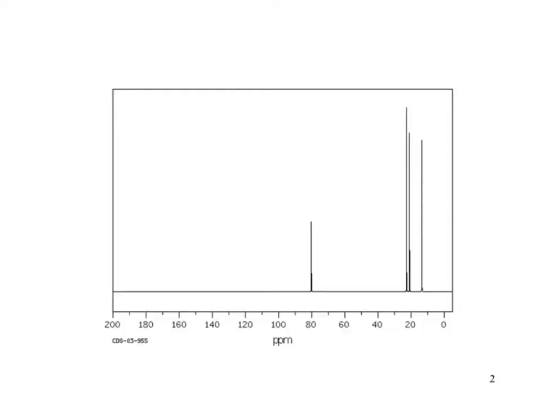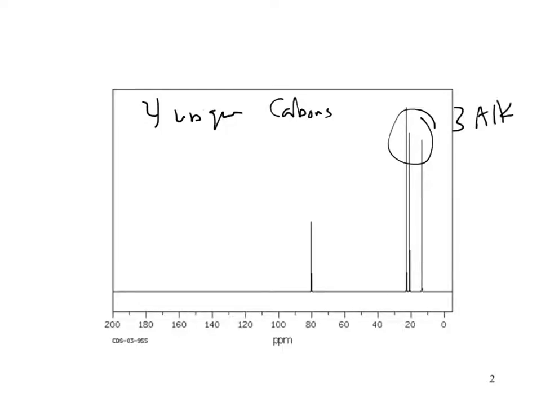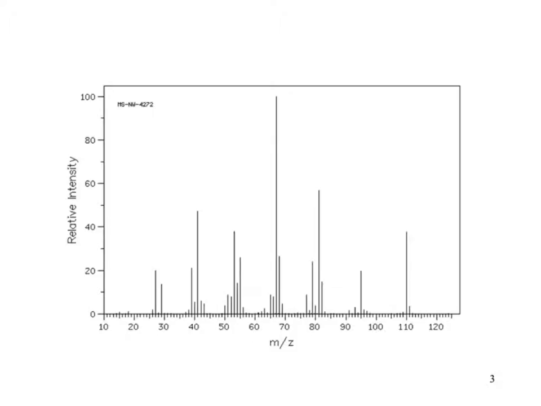What do we got? 4 unique. It says unique carbons. What else do we have? 3 alkanes. One everything else. And 1, who the hell knows? Minute?